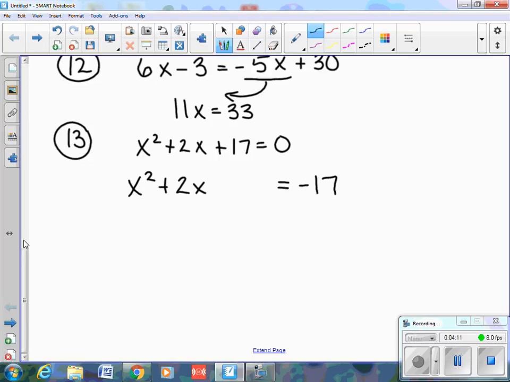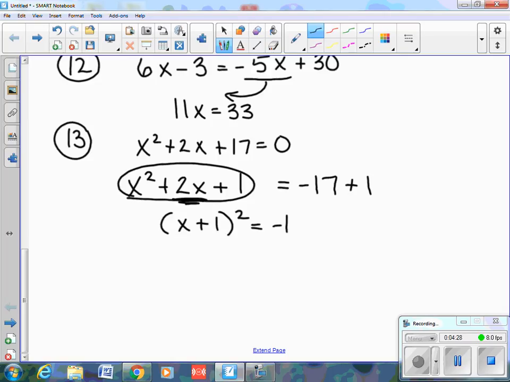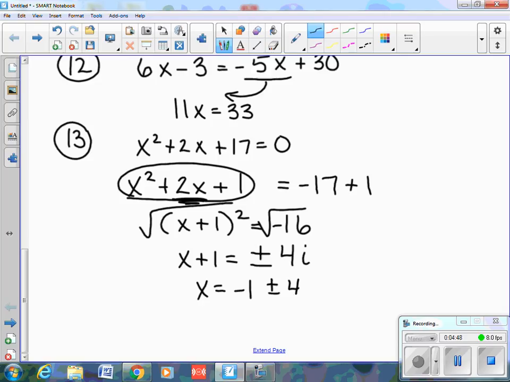When you complete the square, you bring the 17 over to the right-hand side. You take half of 2. Half of 2 is 1, and you square it. That's what you add to both sides of your problem. If I did it right, I made a perfect square, x plus 1 to the second power equals negative 16. And then I square root, I get x plus 1 equals, don't forget your plus or minus. Hopefully you know what the square root of a negative 16 is. It makes an imaginary number. It makes 4i. So x is equal to negative 1 plus or minus 4i. Final answer.